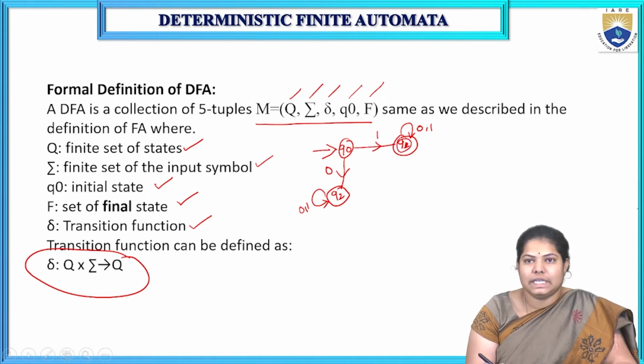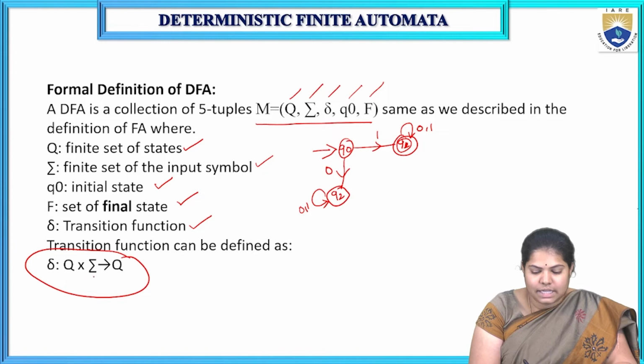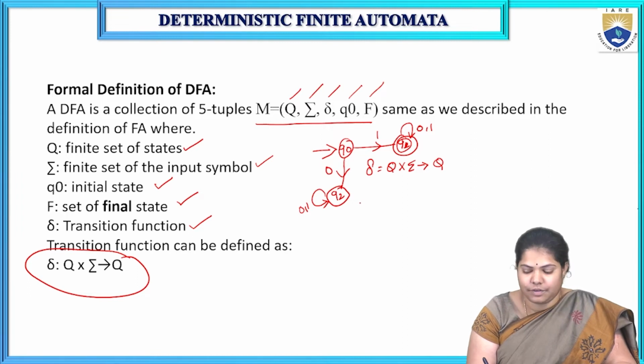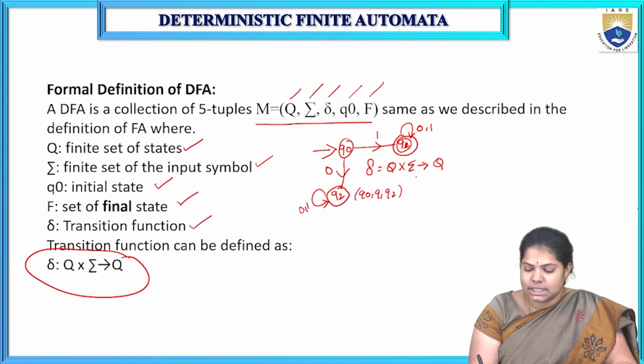Okay. For these, let us draw the transition functions. That is, what is the transition function here? Delta is equal to Q cross sigma tends to Q. So here, what is Q? Q is nothing but a finite set of states. What are the set of states present in this DFA transition diagram? Q0, Q1 and Q2 are the states.